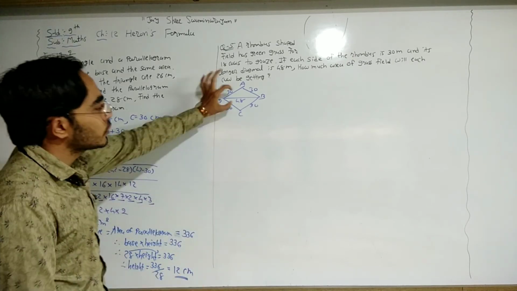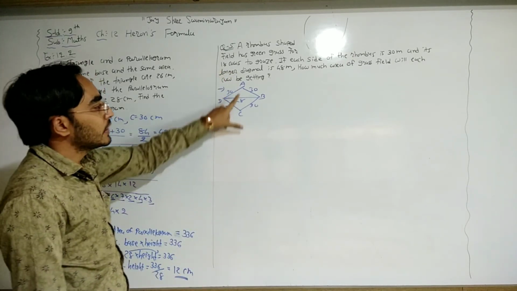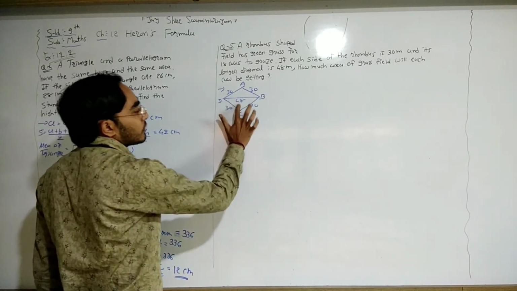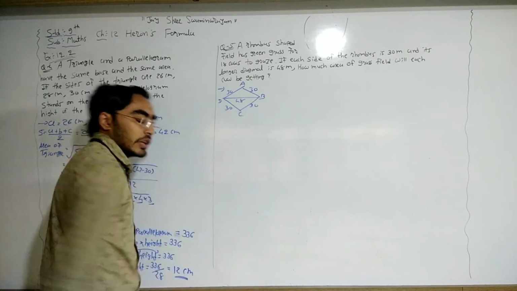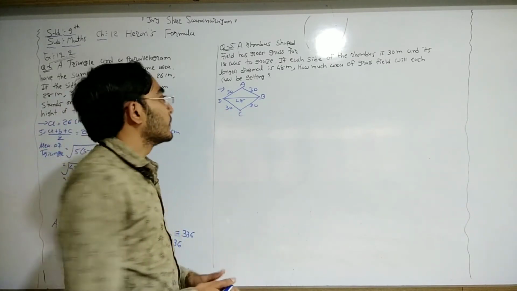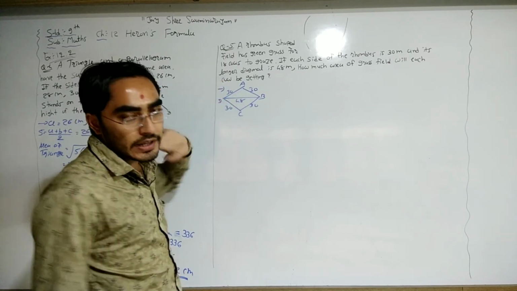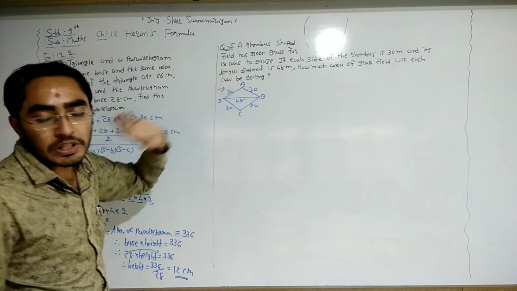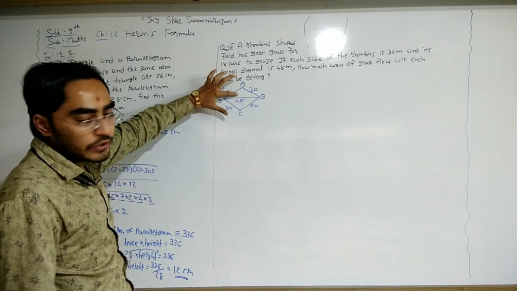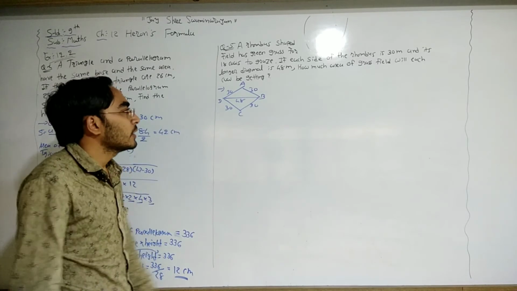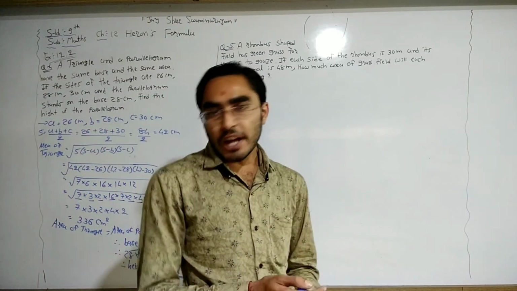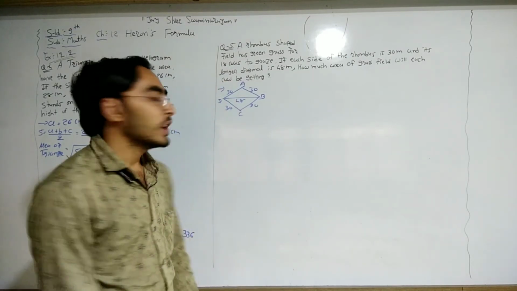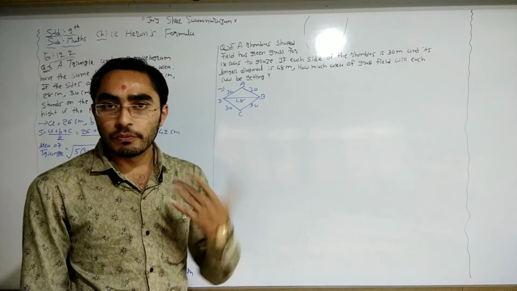For that, here we have two triangles, and both triangles are the same. Here the sides are 30, 30, 48. Here also 30, 30, 48. That means all three sides are the same, so both triangles have the same area. That means we need to find the area for one triangle only.